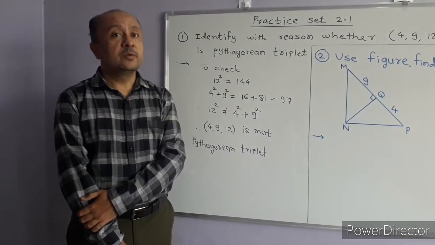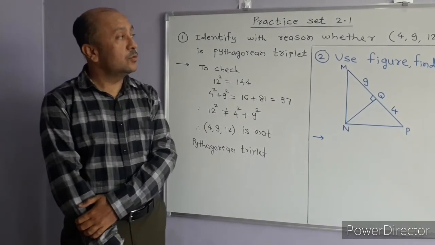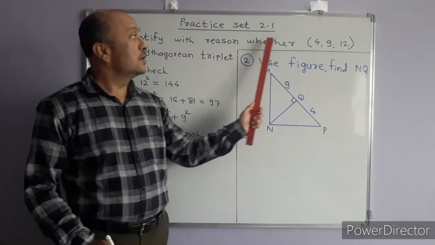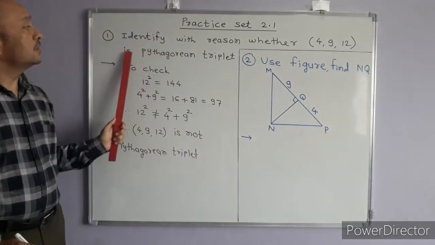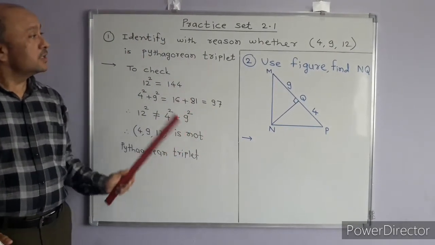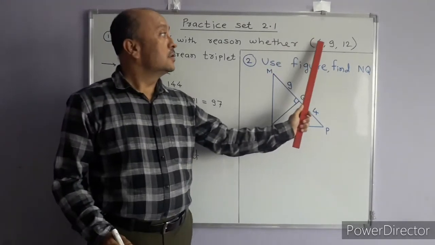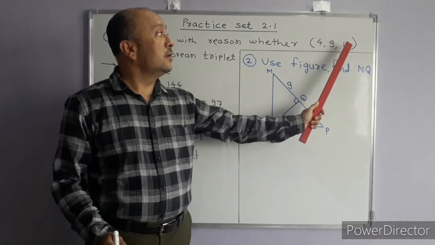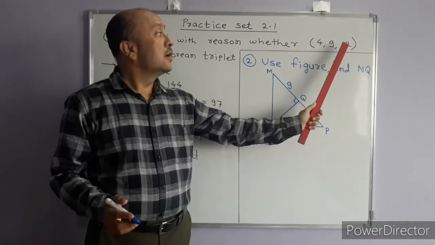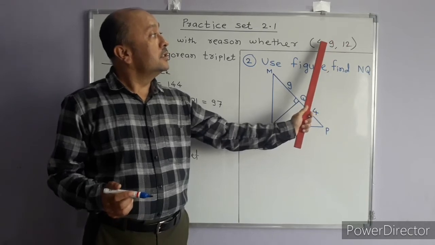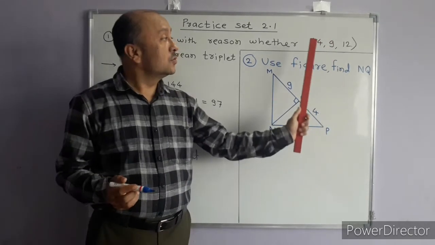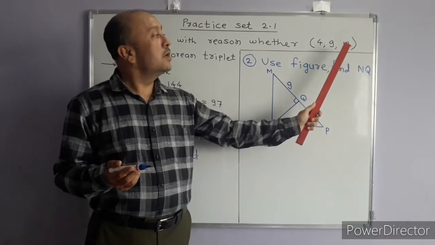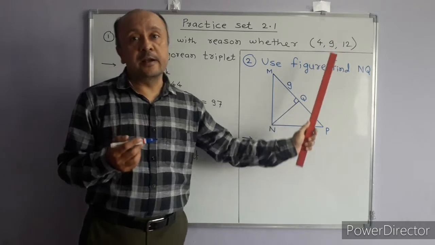See students, we are going to solve some examples from practice set 2.1. See the first example: identify with reason whether 4, 9, 12 is a Pythagorean triplet. So what is the method here? The sides are given here. It may be one side, the second side, and the hypotenuse. If it is a right angle triangle, then these are the three sides of a right angle triangle. So we have to check whether it is a Pythagorean triplet. The word Pythagorean triplet will come for the right angle triangle only.